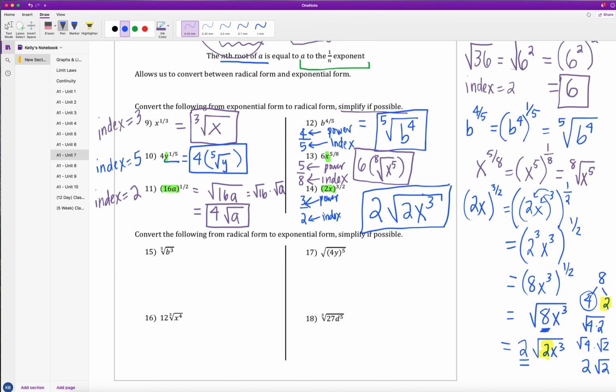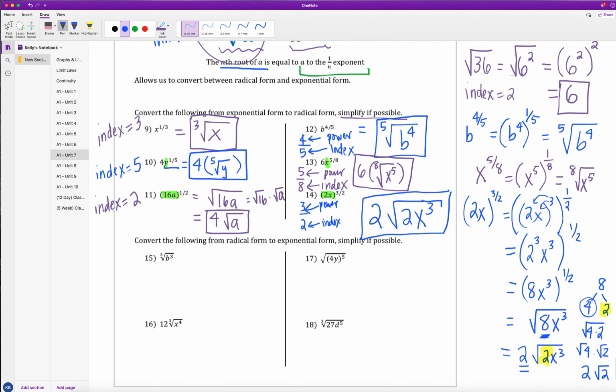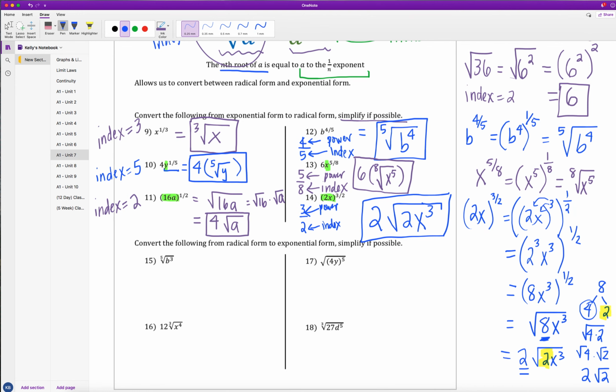Okay, let's look at our other type. What if we want to go from radical to exponential form? So in 15, 16, 17, and 18, you can see we have radicals in each one of these, and we want to rewrite them so that they look like 9, 10, 11, 12, 13, or 14, where they have just the exponent, so no more radical. So just like before, let's figure out what our index is. That's going to be the key to be able to rewrite all of these.